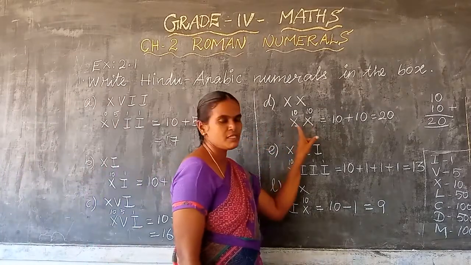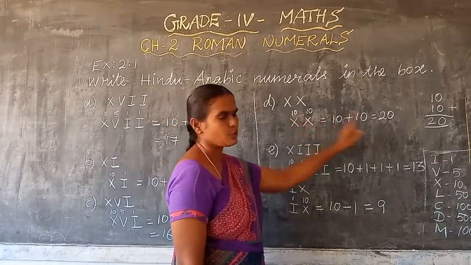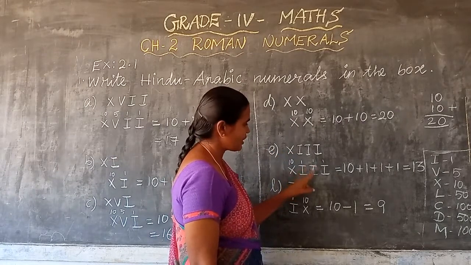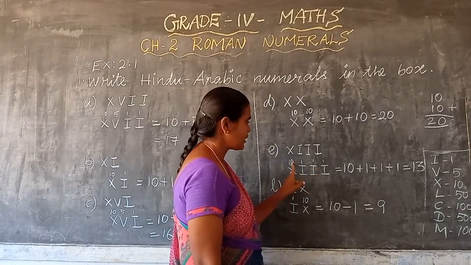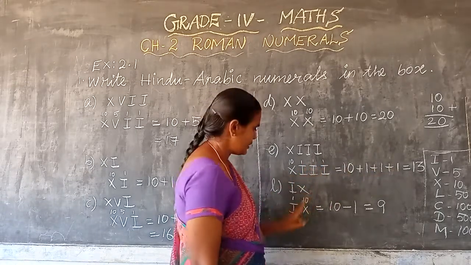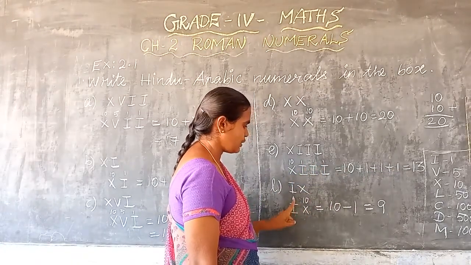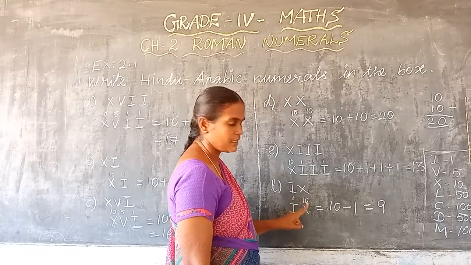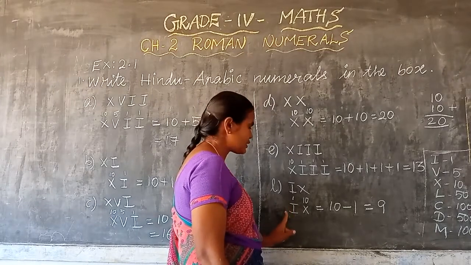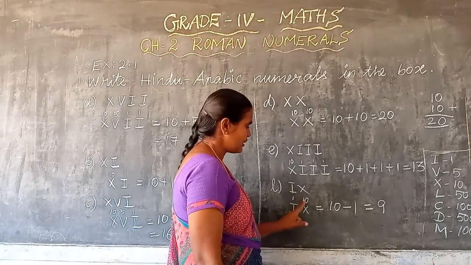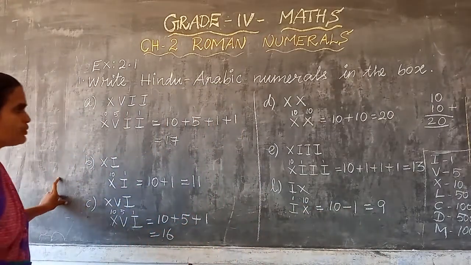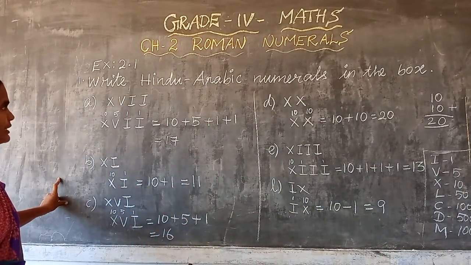Repeated means addition only. 10 plus 10, 20. Here, greater number is X. Right side we have the small number. So addition. 10 plus 1, 11. 11 plus 1, 12. 12 plus 1, 13. Here, I value 1, X value 10. So greater number, left side we have the small number. Left side small number means subtraction. 10 minus 1, 9. So copy these sums in your classwork note, write neatly.